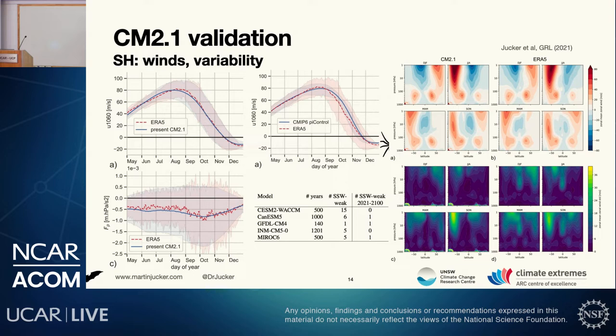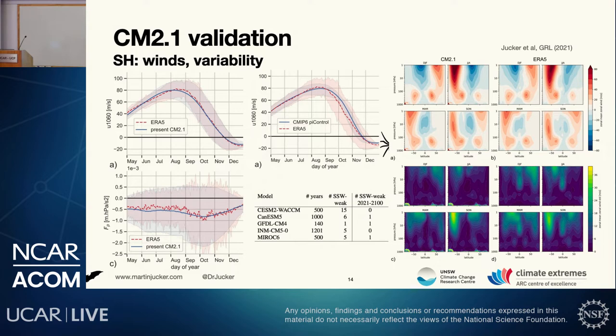The other condition was more than 100 years, because we are looking for rare events, so I knew we would need at least 100 years of daily data. I'll explain in a minute what SSW means. For the moment, just take it as the number of southern warmings in those simulations. WACCM produces 15 in 500 years, which is still not really a lot to do statistics, but at least you could argue there are a few. All the other models have fewer than 10.